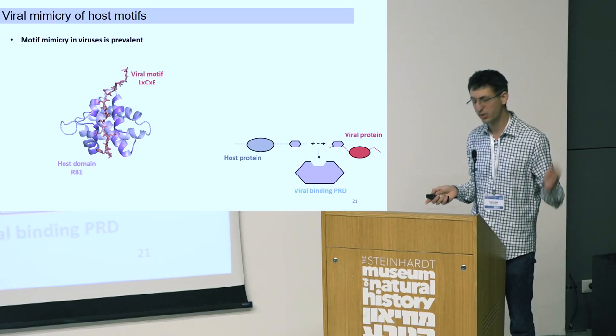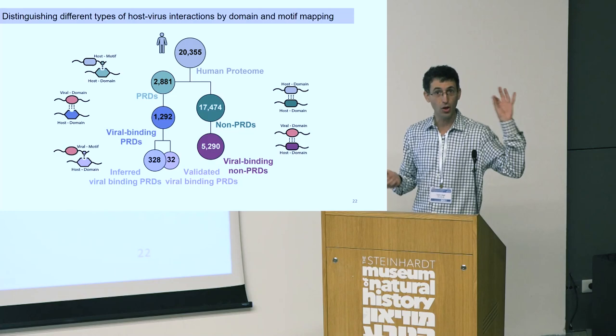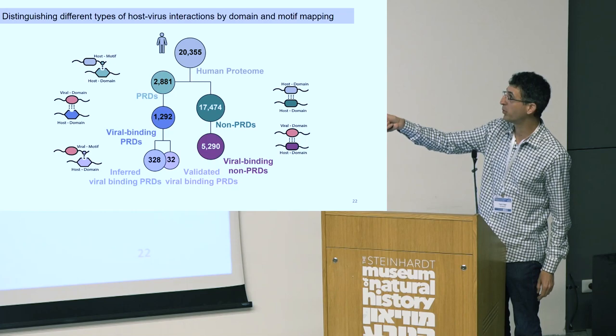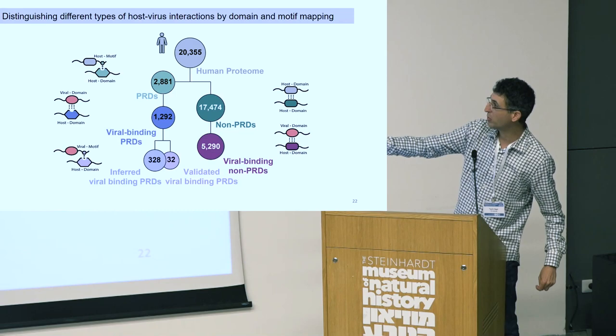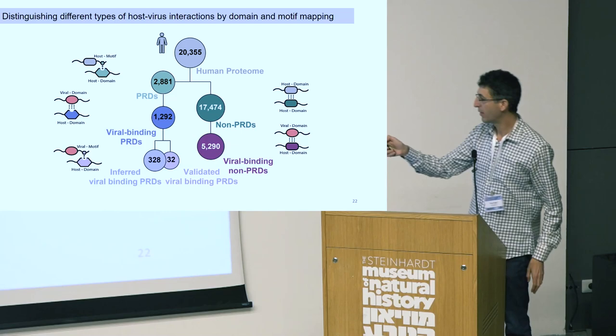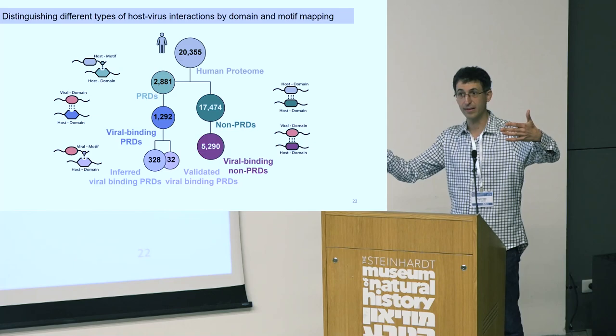And what we did here, and this is a slightly complicated slide, so I'm not going to go into the details, but I will try to generalize it. We took the whole human proteome, and we divided it into proteins that have these PRDs, meaning proteins that have a domain that can bind motifs, here to the left. Then to the right, all the proteins in the human body that we don't know of any such domain. Then we said, okay, we have a subset of these and a subset of that that are known to interact with viruses based on publicly available data. So these are the purple ones.